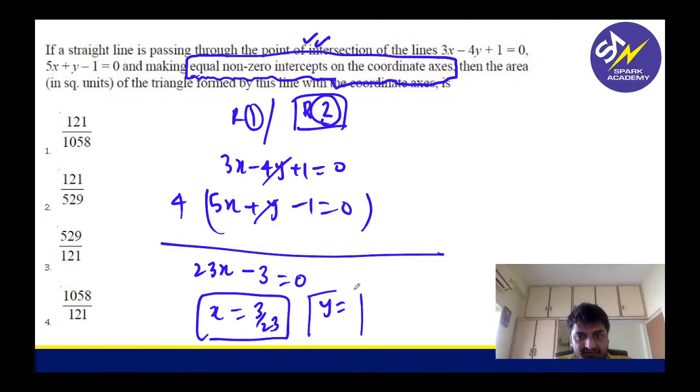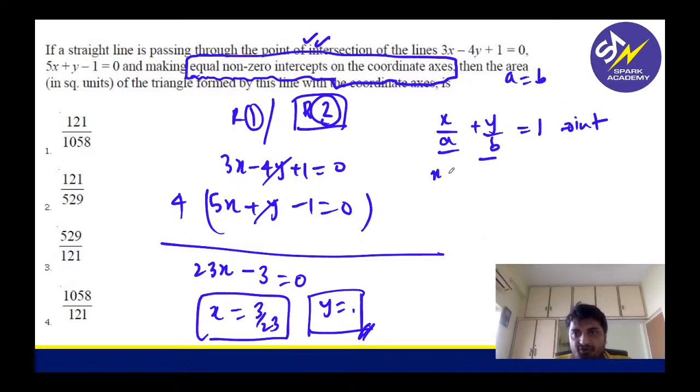Also something you will get, right? You will get that, you can find out. Now what is he saying? And making equal intercepts on the coordinate axis. Equal intercepts means what? x by a plus y by b equal to 1 is the intercept form. Equal intercepts means a equal to b. So x plus y equal to a will be my formula. So if you substitute x and y, you will get a value.